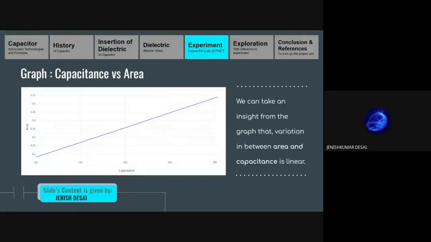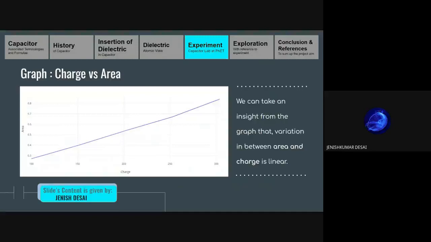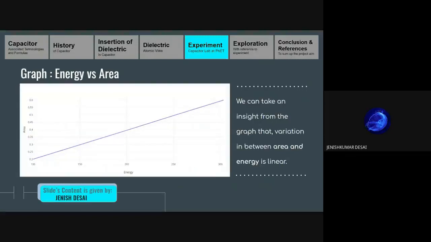We can take an insight from the graph that the variation between the area and capacitance is linear. Second graph is charge versus area. We can take an insight from the graph that the variation between area and charge is linear. Third one is energy versus area. We can take an insight from the graph that the variation between area and energy is linear.